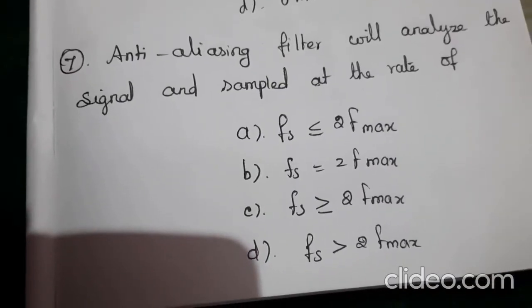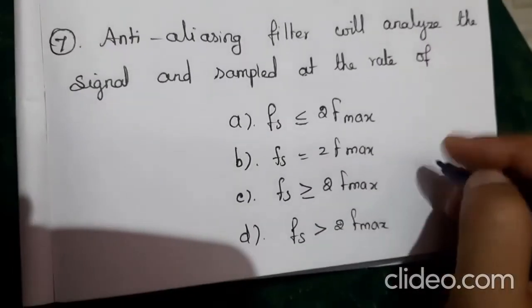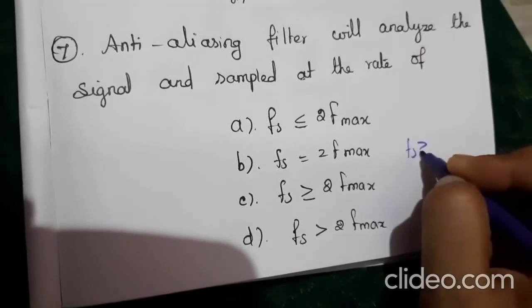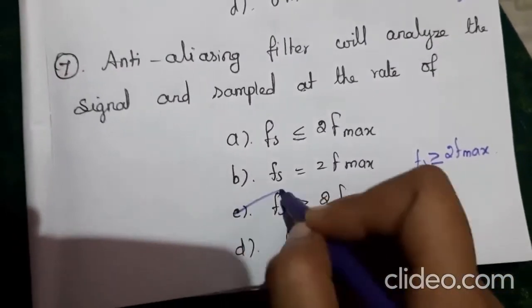Seventh question, anti-aliasing filter will analyze the signal and sample at the rate of. So that is Fs must be greater than or equal to the maximum frequency. So here the answer is C.